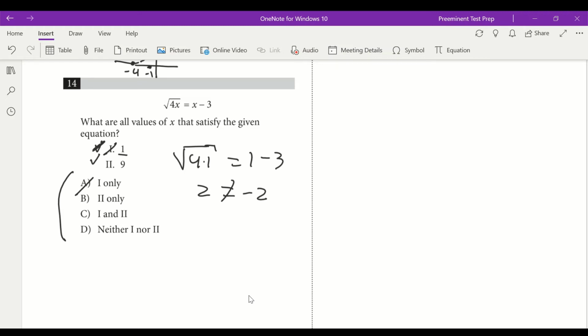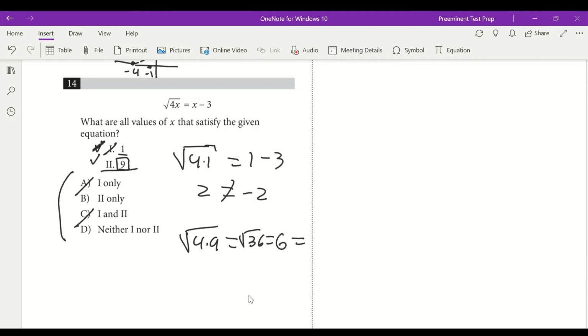So we can eliminate A and C. Now we'll try number 2, which is 9. We'll plug in 9, so we'll have root 4 times 9, which is equal to root 36. Root 36 is equal to 6.